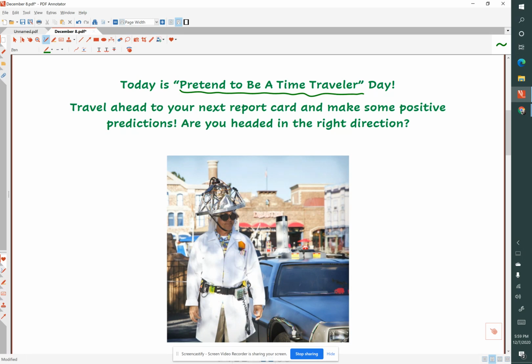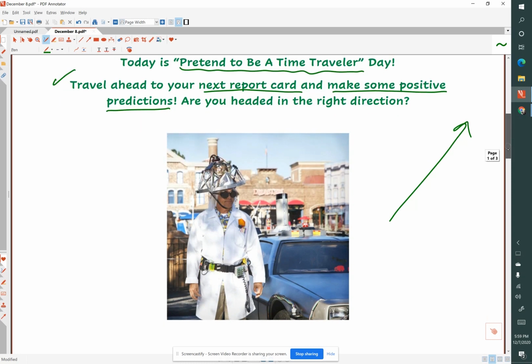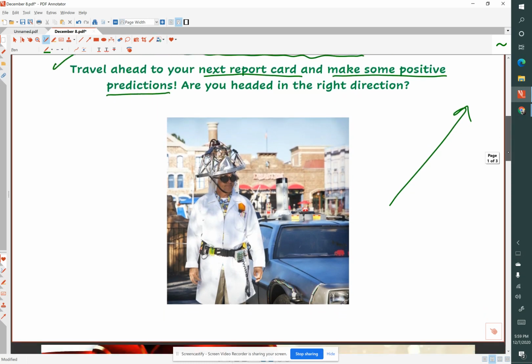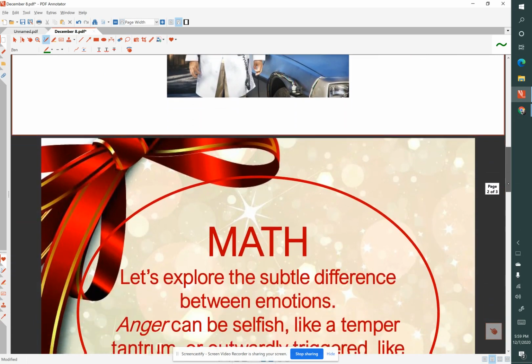They're just for fun. But anyway, I'm suggesting that you travel ahead to your next report card and make some positive predictions. Are you headed in the right direction? And you know what direction that is. Up, up, up. So, happy Time Traveler Day to everybody. Look forward to positive outcomes and a great report card. Travel forward and see it happen.